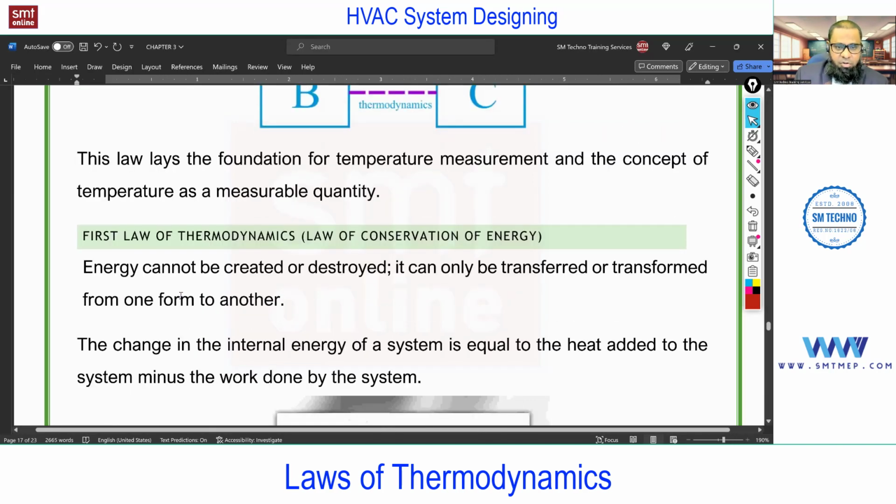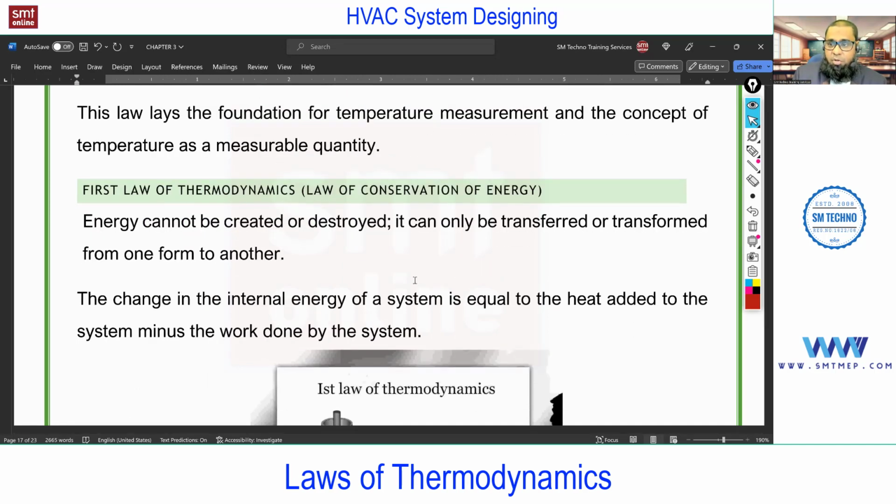And this is again from the interview point of view. As per the first law, heat and work are mutually convertible. If you provide heat to a system, you'll get work, or if you provide work to a system, you'll get heat without loss. But practically this is not possible, because in actual practice there are definitely losses. So this first law of thermodynamics is applicable for which cycle? Any idea? Carnot cycle. Very good. Carnot cycle.